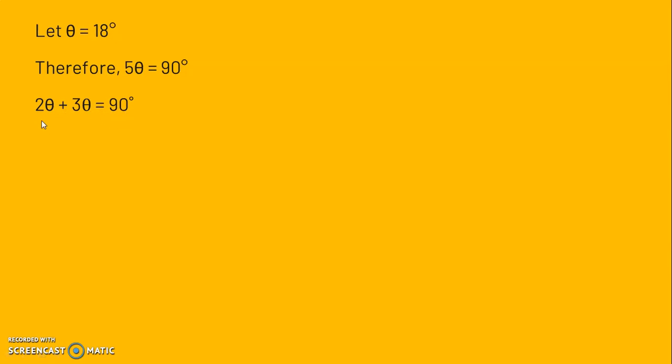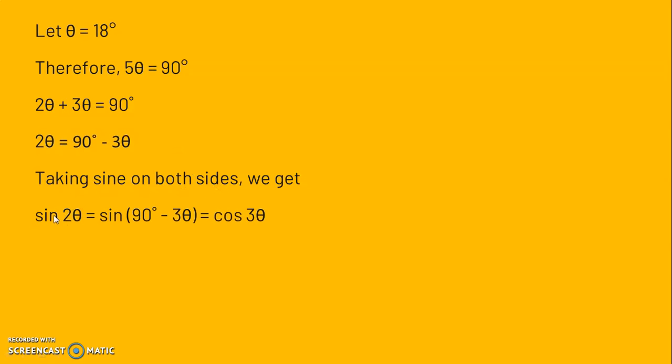So let's take sine on both sides. Before doing that, let's have this 2 theta. So 2 theta is equal to 90 degree minus 3 theta. So if we take sine on both sides, we will get sin 2 theta is equal to sin (90 degree minus 3 theta). So what is your sin (90 degree minus theta)? That is your cos theta. So this will be written as cos 3 theta.